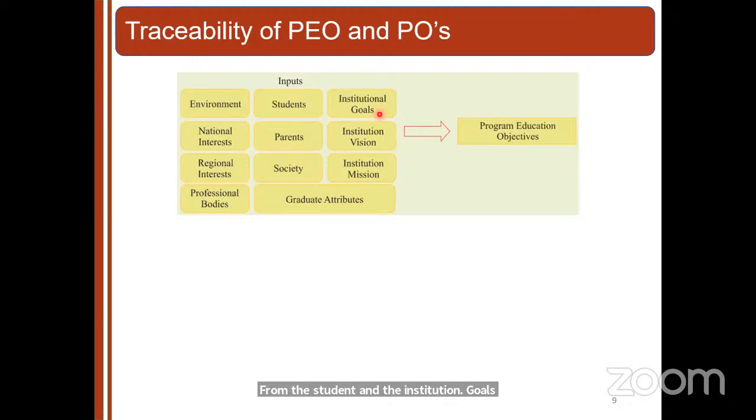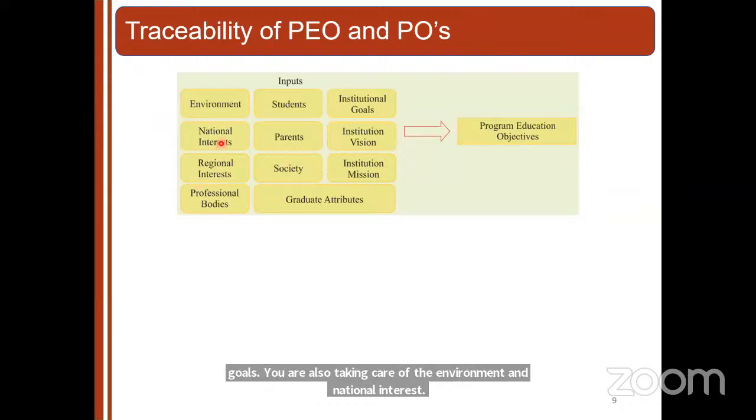Because if you see the pyramid also, first comes the vision statement, after that comes the PEO. So vision and mission statements will be a motivation for the PEO. But look here, there is also environment, national interest, and regional interest. So apart from the student and the institute goals, you're also taking care of the environment and national interests. Why is this?